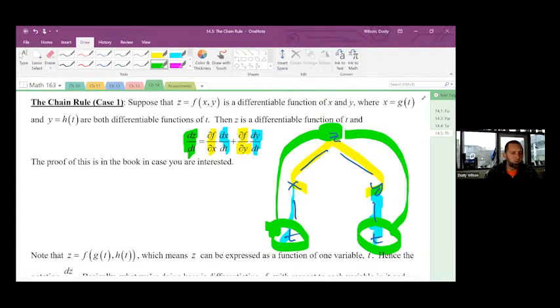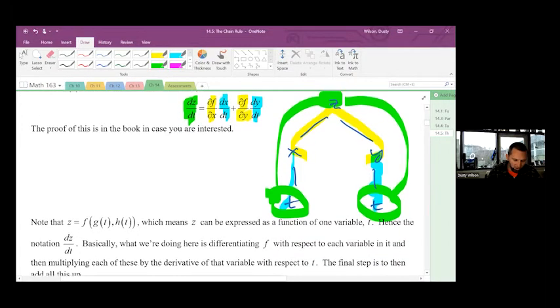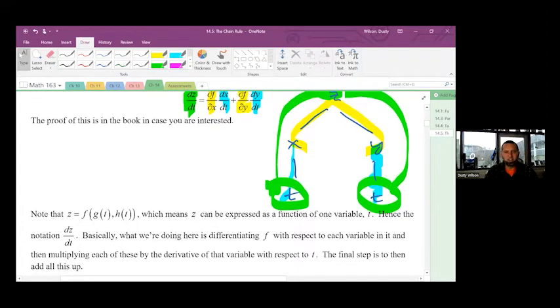Note that z equals f of g of t comma h of t, which means z can be expressed as a function of one variable t, hence the notation dz dt. Basically, what we're doing here is differentiating f with respect to each variable in it, and then multiplying each of these by the derivative of that variable with respect to t. The final step is to then add all this up, as you can see in the formula.